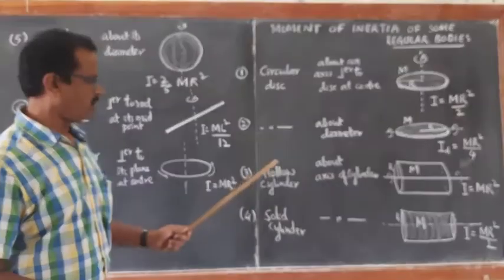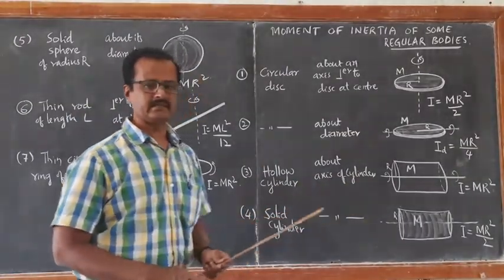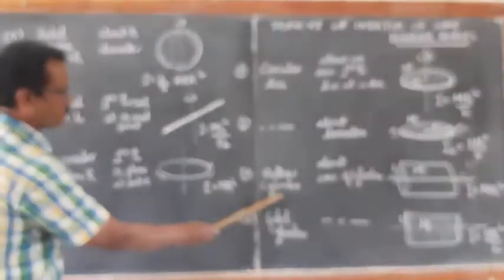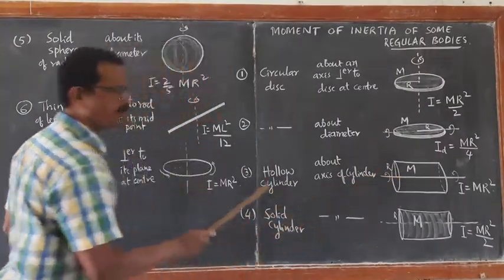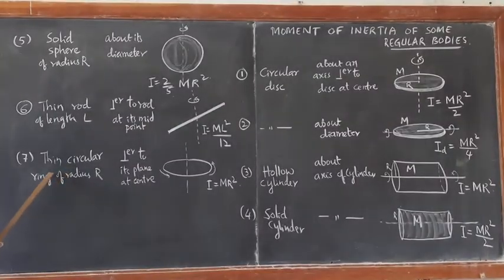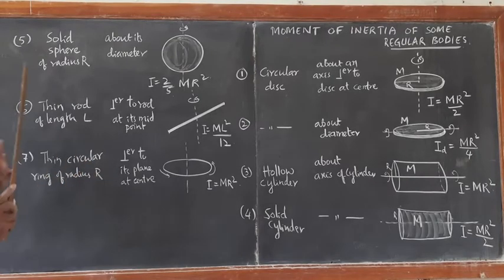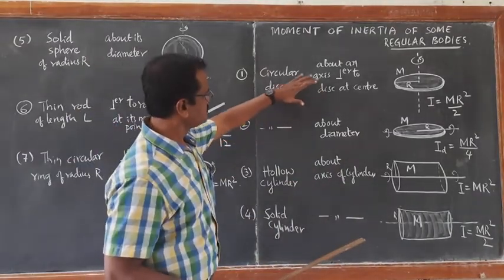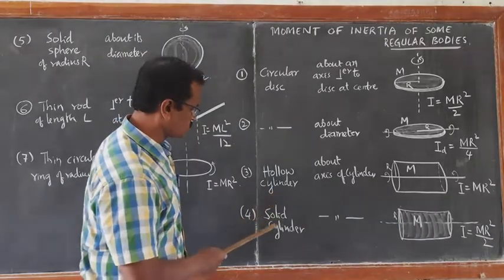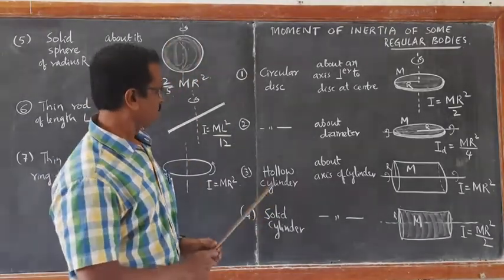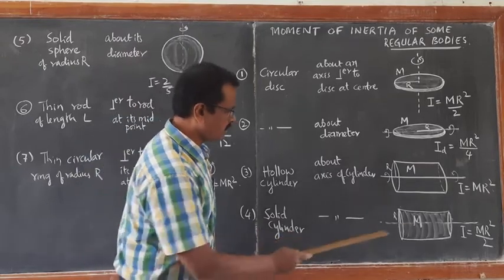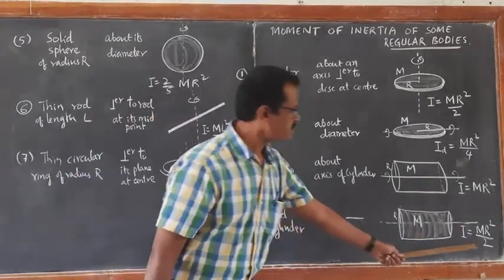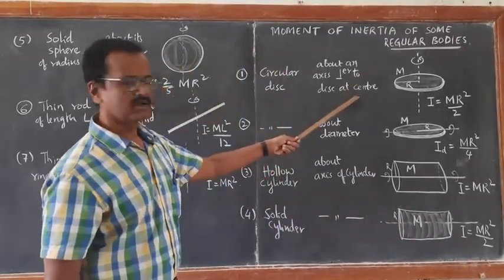Then the moment of inertia of a hollow cylinder about the axis of the cylinder is mr square. Look at this, very easy to remember. The moment of inertia of a hollow cylinder of radius r and mass m about its axis is the same as the moment of inertia of a thin circular ring of radius r, mr square. And that of a circular disk and a solid cylinder, both are also the same. The moment of inertia of a solid cylinder of mass m and radius r about its axis is mr square by 2, same as that of a circular disk.